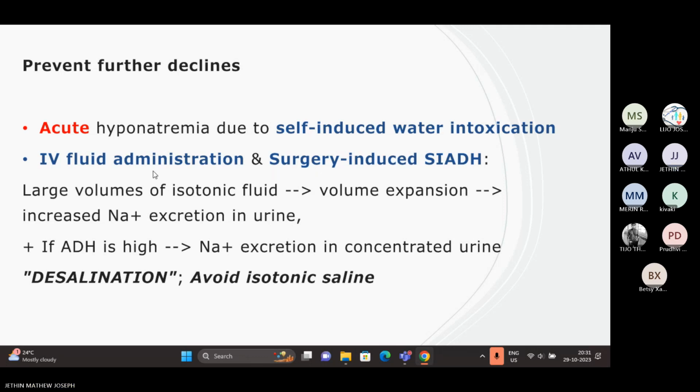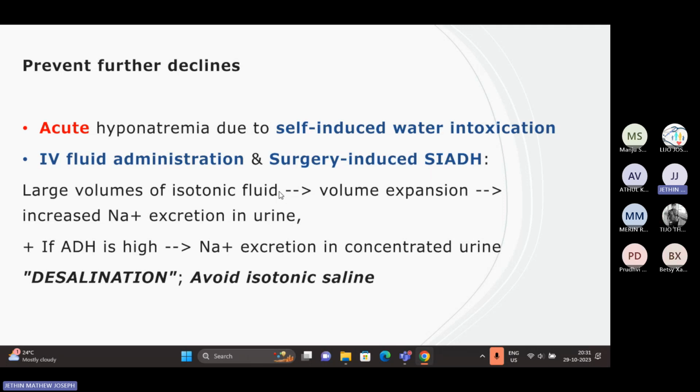And in IV fluid administration and surgery-induced SIADH, large volumes of isotonic fluid will be given during IV fluid administration. There will be volume expansion and increased sodium excretion in the urine. And if ADH is high, sodium excretion will happen in concentrated urine. So try to avoid isotonic saline. In surgery-induced SIADH also, because after surgery due to stress-related factors, ADH will be high and hyponatremia can occur.